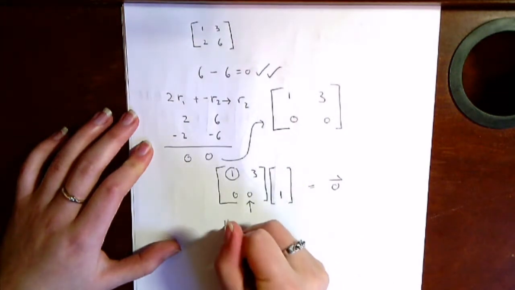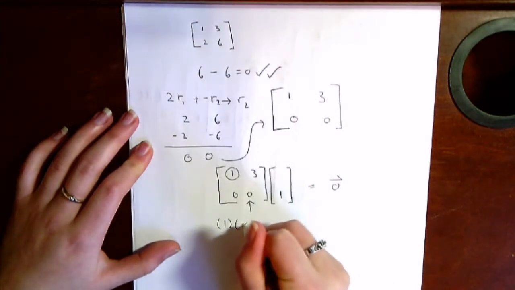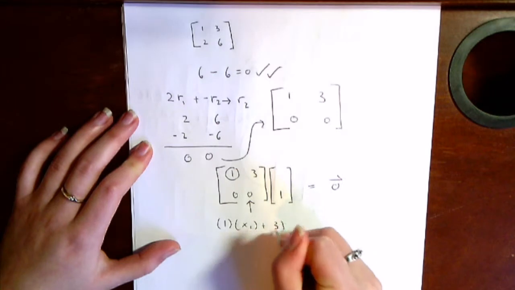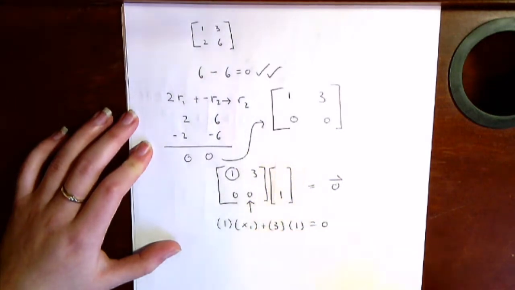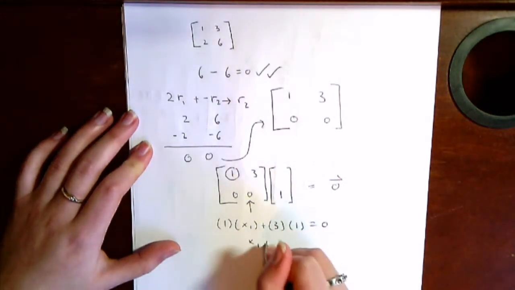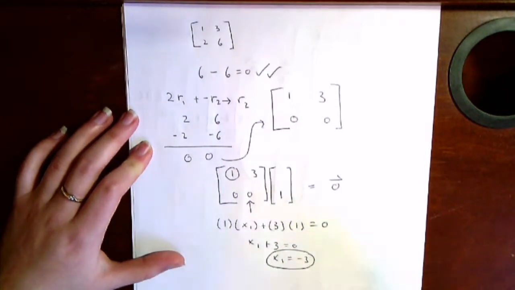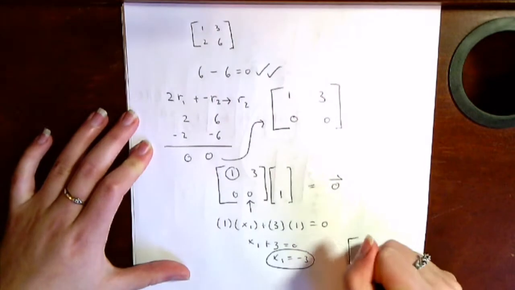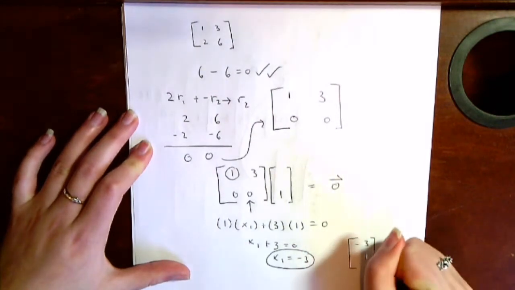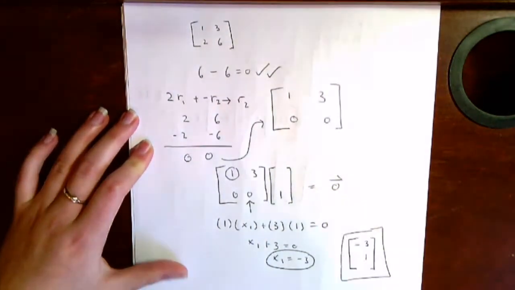Next, think what first component would result in a 0 once multiplied by 1 and added to 3. If you don't want to do this by inspection, you can set up a simple algebra problem. x1 times 1 plus 3 times 1 equals 0. Solve for x1 and get negative 3. Negative 3, 1 is the basis for the null space of this matrix.